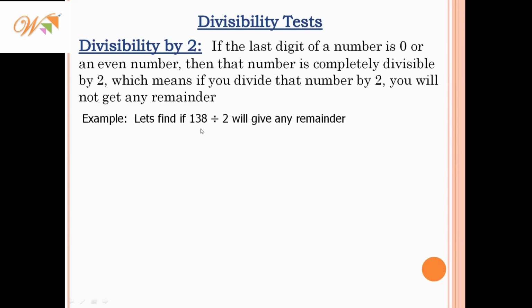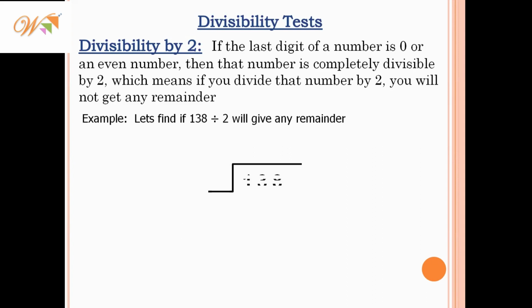8 is an even number. So that means 138 is completely divisible by 2. It will not give us any remainder. Let's see if this test is correct or wrong. Let's do the actual division to test it.